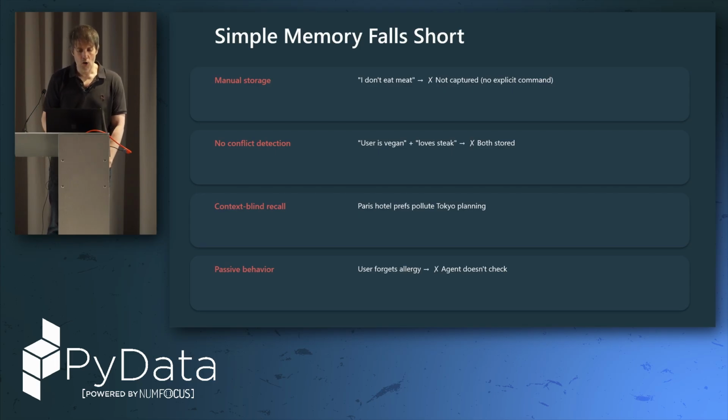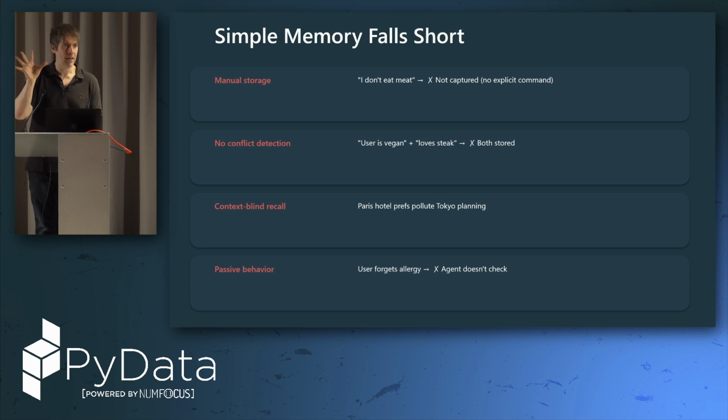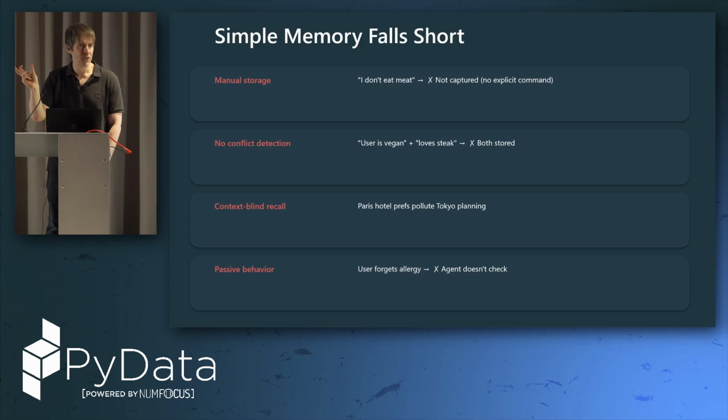If you're not having conflict detection, then you could be storing "user is a vegan and loves steak." Where's the process of deciding that that's a conflict and being able to resolve that? Context blind recall. So this is why we have different memory types. Episodic memory versus declarative memory. Episodic memory means we can say, okay, that's one episode. Doesn't necessarily mean it applies to this. We don't want those preferences to spill over into this other event, which is separate.